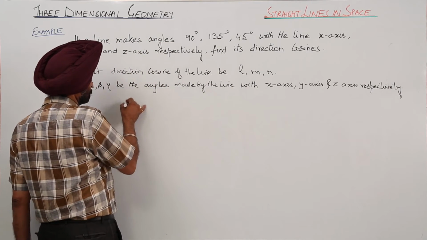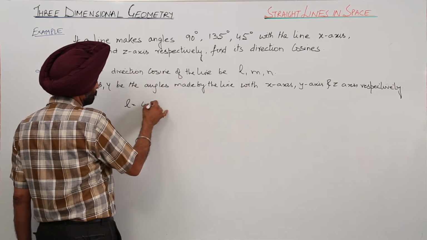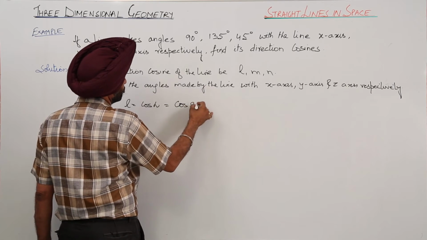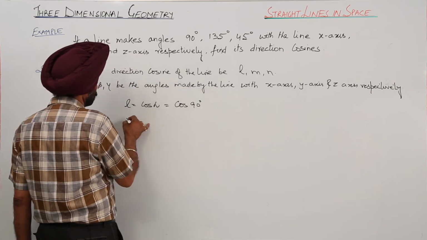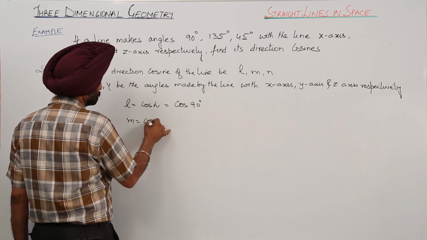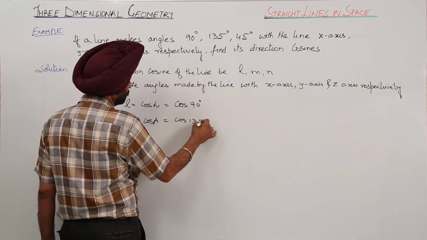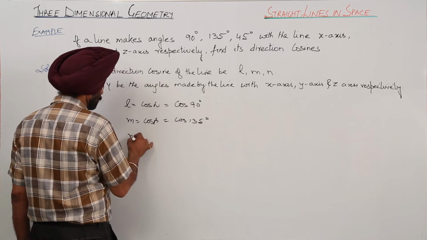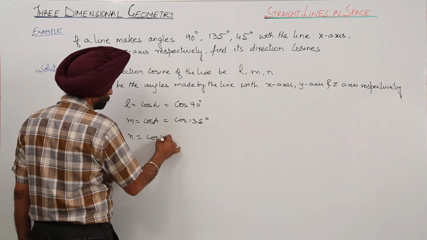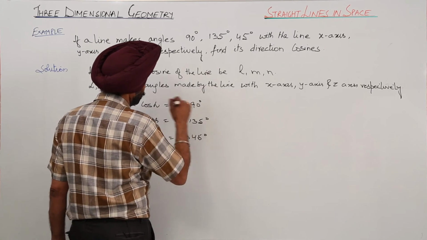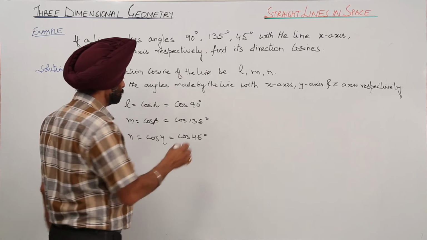Now L is equal to cos alpha is equal to cos 90 degree. M is equal to cos beta is equal to cos 135 degree. N is equal to cos gamma is equal to cos 45 degree. Now let us write the values.